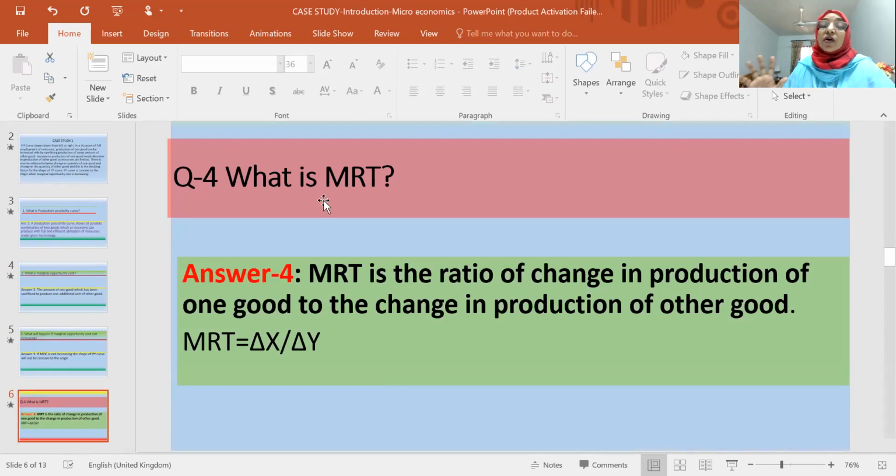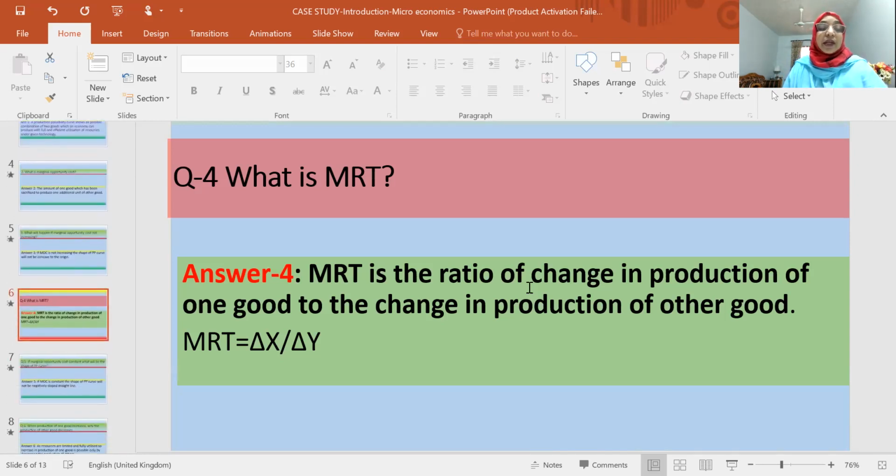Next question is, what is MRT? Marginal rate of transformation. It is the ratio of change in production of one good due to change in production of other good. If production of B increases, how much decrease will be there in production of A good? X and Y two goods are there. Change in production of X divided by change in production of Y is marginal rate of transformation.